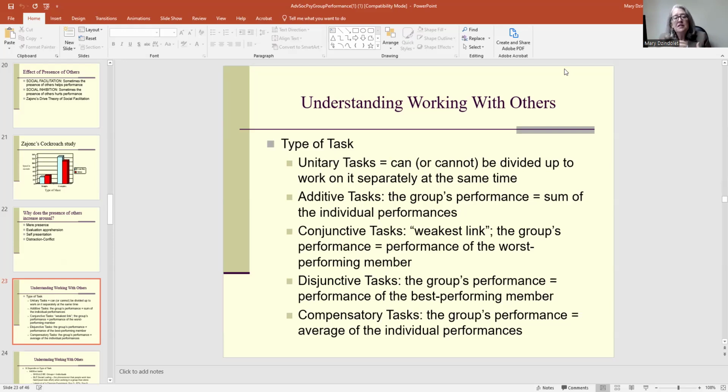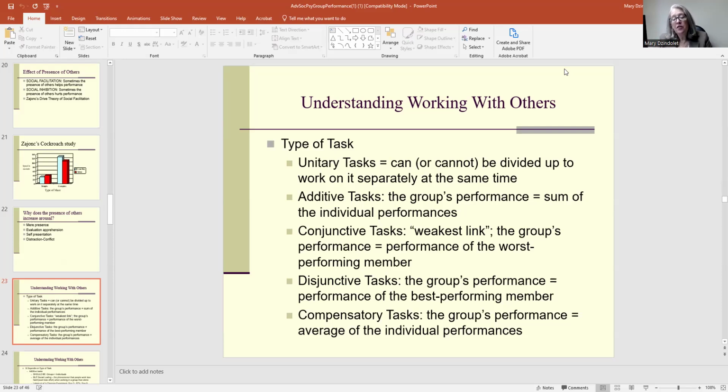So a compensatory task could be something like, how happy are you with the President of the United States right now on a scale of 1 to 7? Well, if there's a group of 4, if I add up the 4 people's numbers, I'm going to end up with a number that won't make sense. I need to divide it by the 4 group members so that the scale stays on that 1 to 7 scale. Okay. So these are the different types of tasks we have.